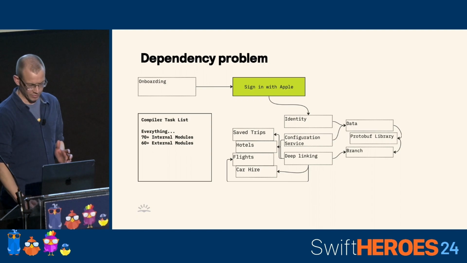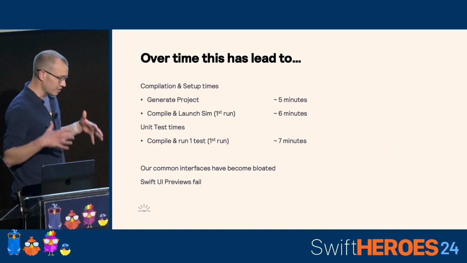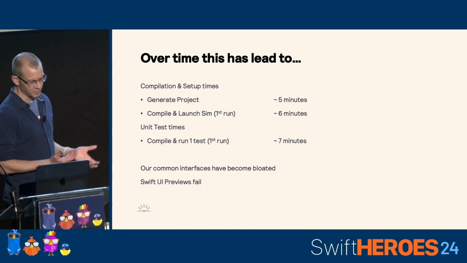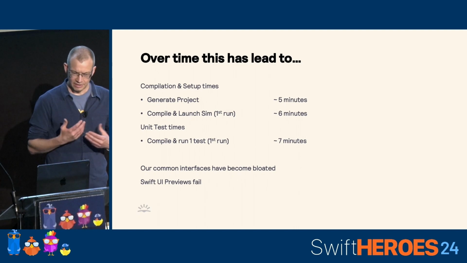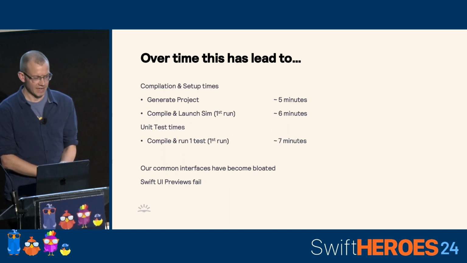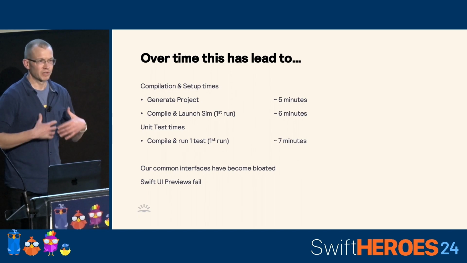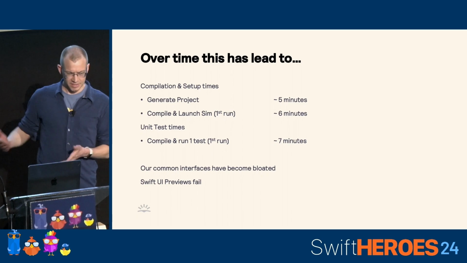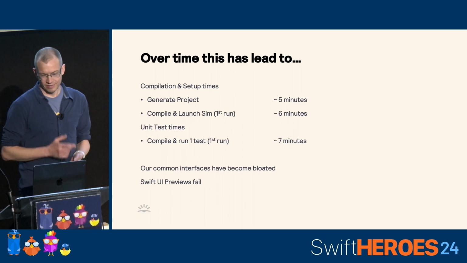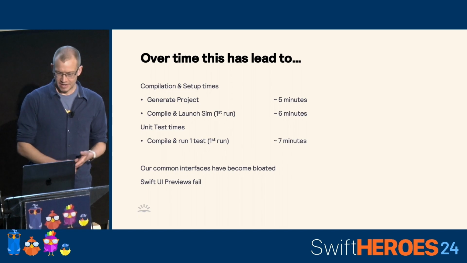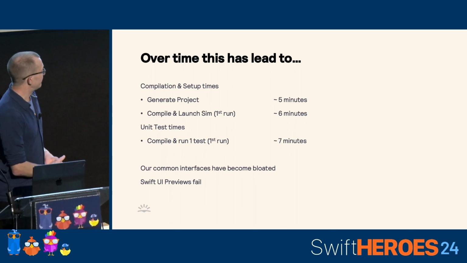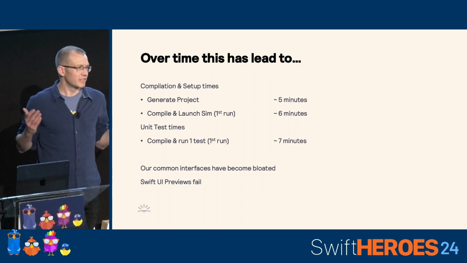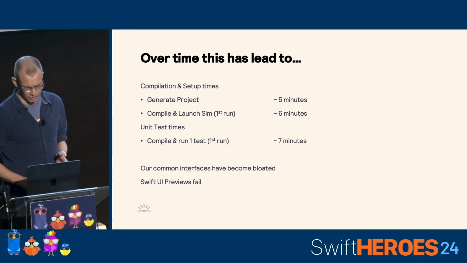This is the kind of problem that we wanted to solve. Because we could only test things like signing in with Apple by compiling the whole app, our developer experience got really, really tricky, right? Really full of toil, full of repeated tasks. So generating the project before we could even start running it or building it was about 5 minutes. The first time we wanted to run it on the simulator, 6 minutes. One unit test from scratch, a dry run, was 7 minutes. And so that was not fun as a developer. And then also, annoying things like SwiftUI previews just completely failed in this big giant project. It just wasn't working at all.